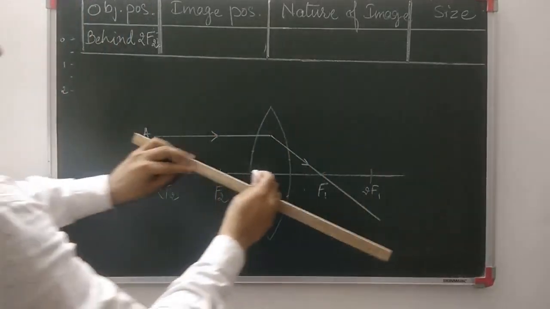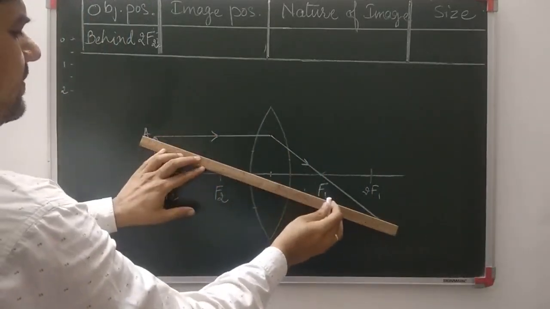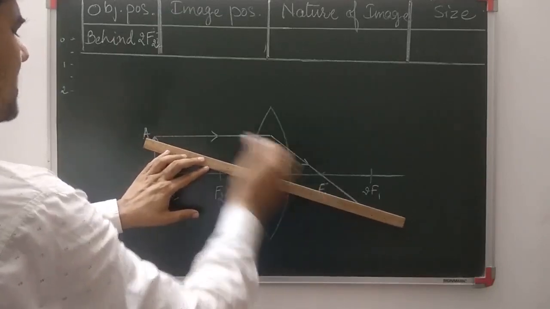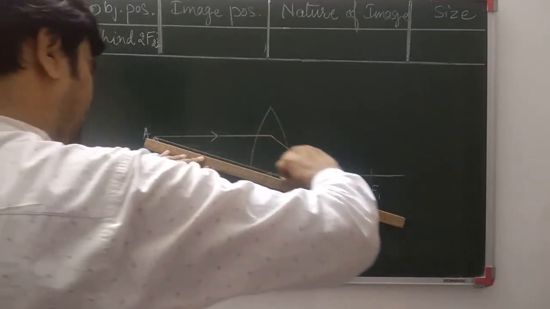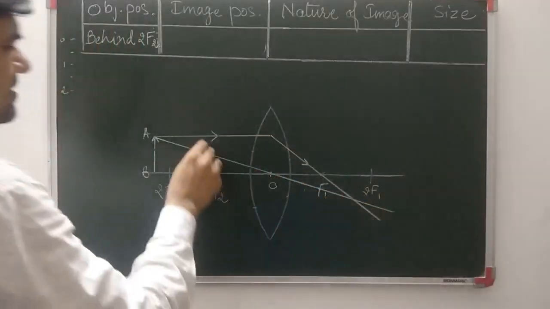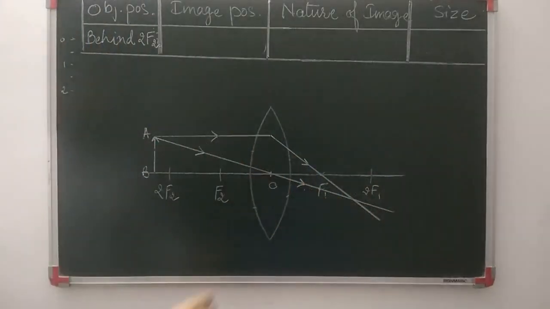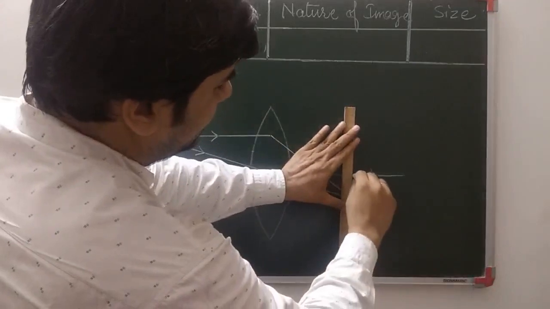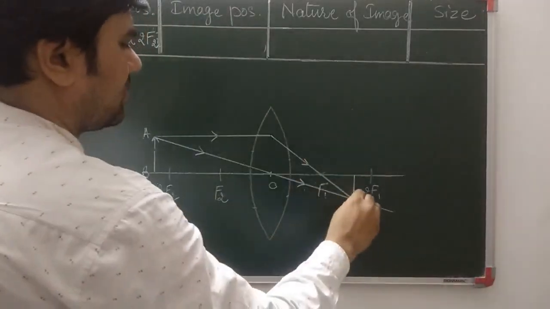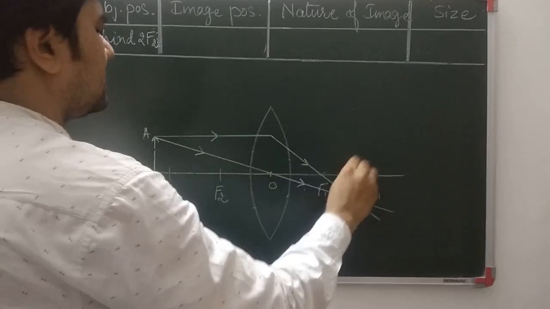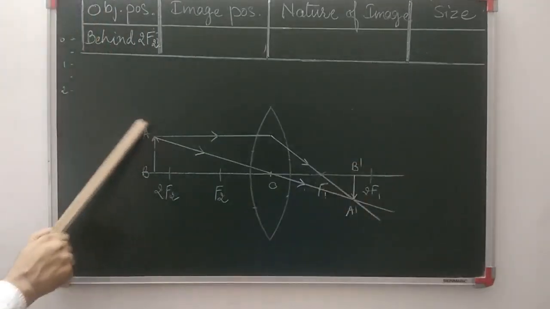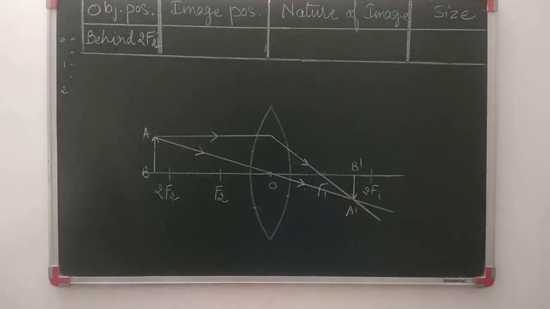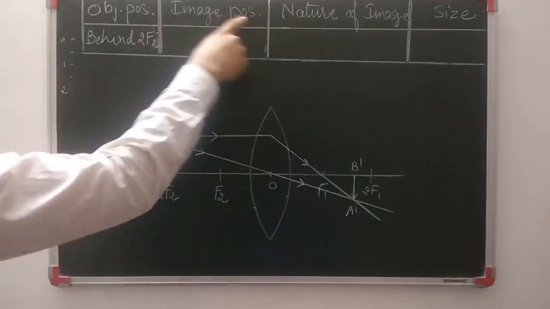Second, let's take the third condition, that if the ray is passing from the optical center, as we discussed, it won't be refracted. This is the incident ray, this is the refracted ray. You can see both the refracted rays are intersecting here. So here the image is obtained. So it is A dash B dash. As the rays are coming from point A, where they meet must be the image of A. So that is A dash. So look at where the image is obtained.